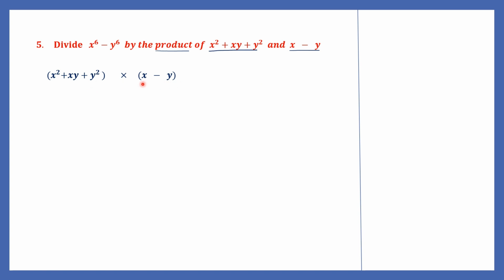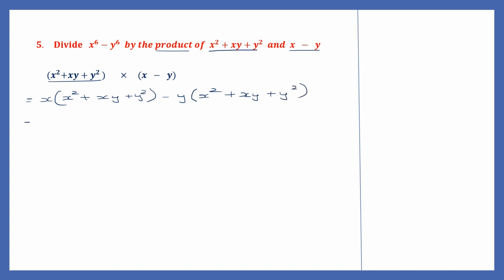Now let's start with this. So that will be x into the whole of this polynomial, x square plus xy plus y square. Then let's take the second term, that is minus y, and multiply it with the whole of this. So that will be minus y into x square plus xy plus y square.